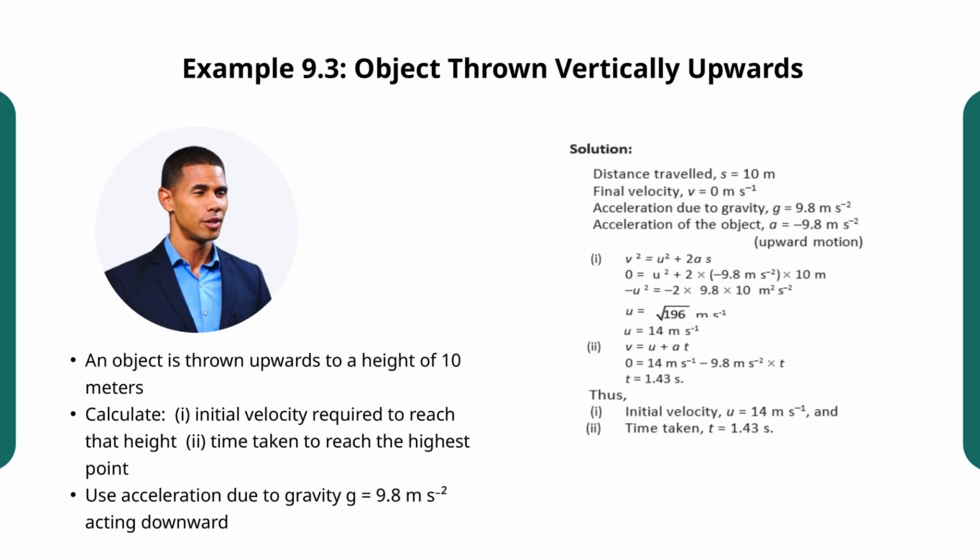Now let's shift gears and think about when an object is thrown straight up. It rises, slows down because gravity acts downward, comes to a stop at the top, and then falls back down. Suppose it goes up to 10 meters.